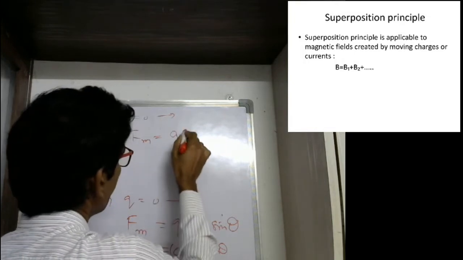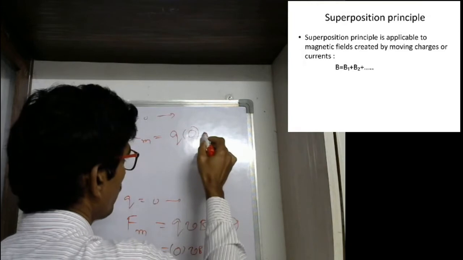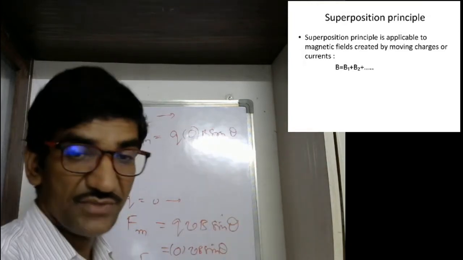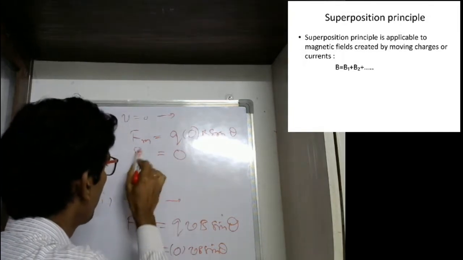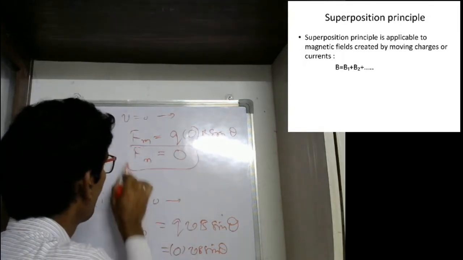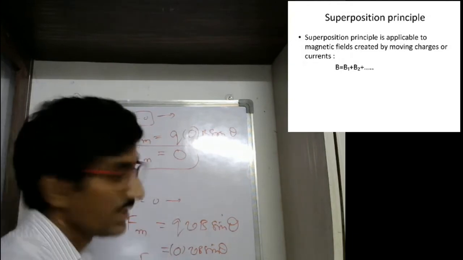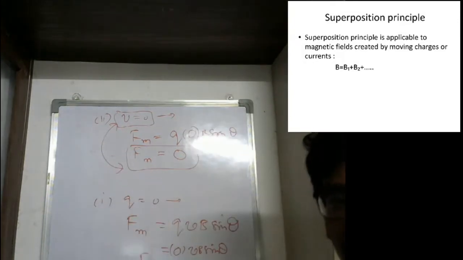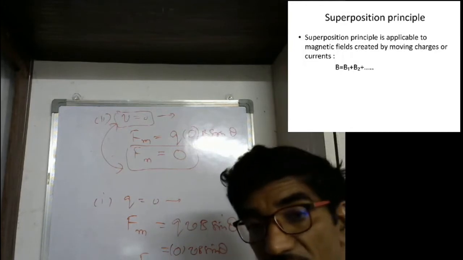Fm is equal to q, now the second term is 0. In the second quantity, v times B sin theta, whatever may be the value of theta, arbitrary theta, now also you have magnetic force 0. When v is equal to 0, Fm is equal to 0. What is the meaning of this?